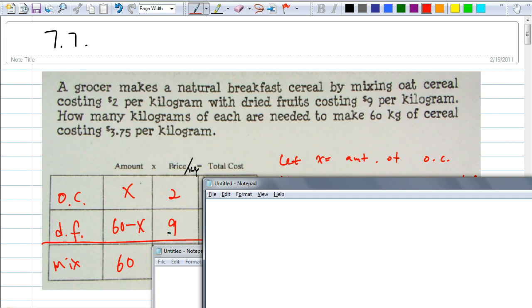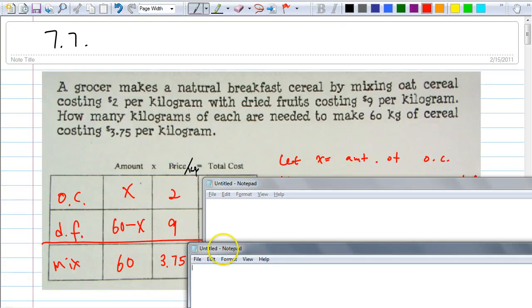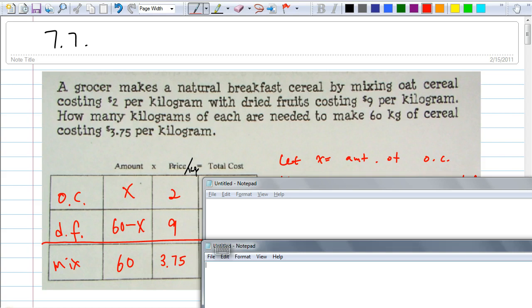This mixture. How much do we want this mixture to cost? Raise your hand. How much do we want this cost here? Yes. $3.75. Can we do like a 200, 900, 375? Oh, you want to do it by cent? Yeah, but I probably wouldn't do it that way. But yes, you could do it that way if you like.